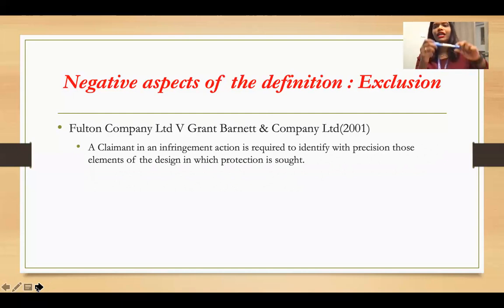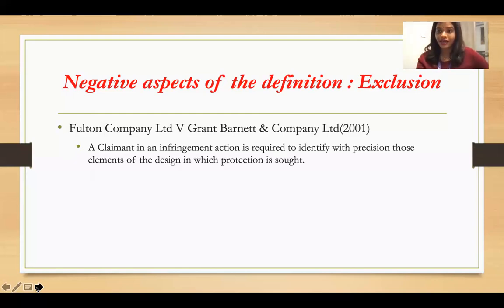So now, for example, I know this cap falls within the exclusion. So I omit this cap and I only look at this part and I say that, oh, this is the part that they have infringed my unregistered design rights. So you will have to be very, very clear when you are initiating a claim for infringement under unregistered design rights, purely because certain parts can be omitted.